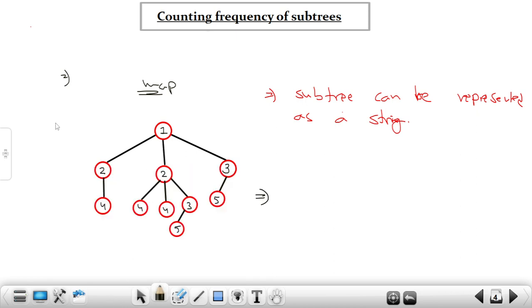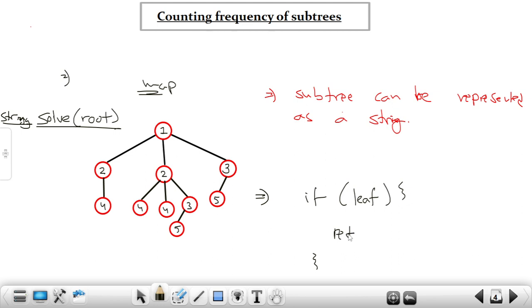So first of all, let's say I have a function which is solve, and it is going to take root as a parameter. And of course the return type should be string, because we want the subtree in the form of a string, right? Let's see how we can do it. First of all, notice here, when we have a leaf, then the subtree is going to be the root itself. So I'll write: if leaf, in that case, just return the root value. But I want this value in the form of a string, so I write something like this.